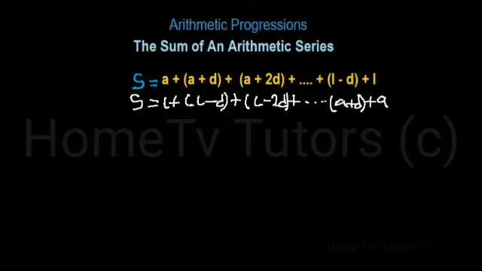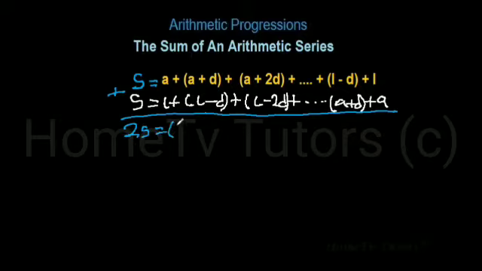Then plus up to the second term, which is bracket A plus D, then the first term A. So now we are to add these two series together. S plus S, we have 2S. A plus L, we put in a bracket. Then again A plus L, we put in a bracket. D minus D, that cancels the D out.